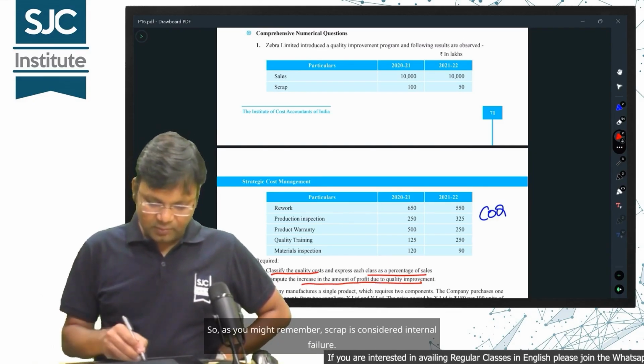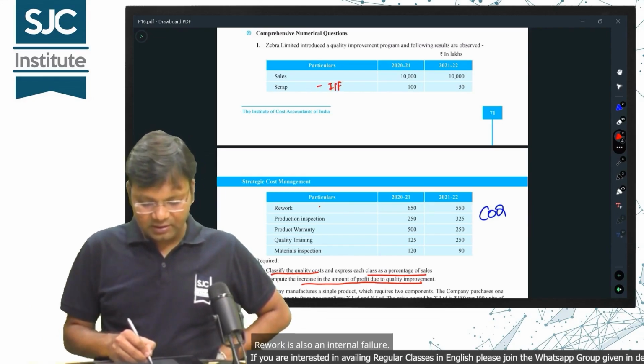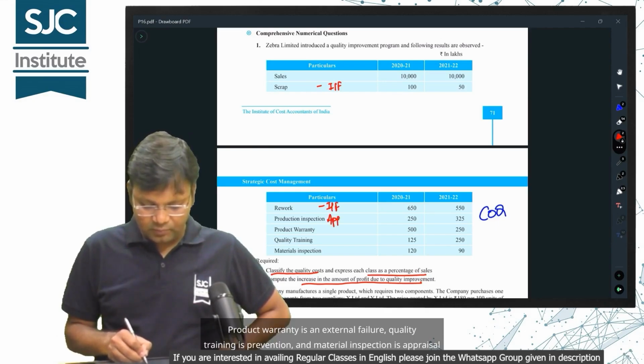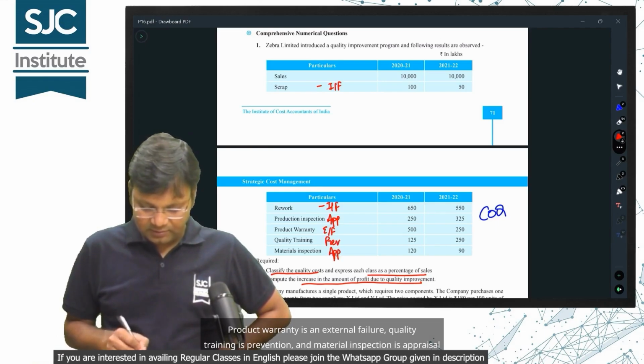So, as you might remember, scrap is considered internal failure. Rework is also an internal failure. Production inspection is considered appraisal. Product warranty is an external failure, quality training is prevention, and material inspection is appraisal.